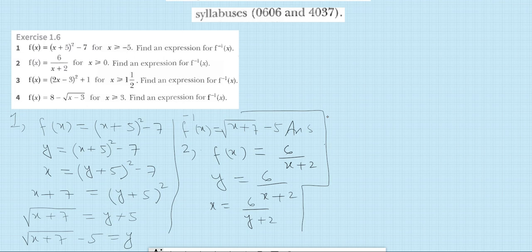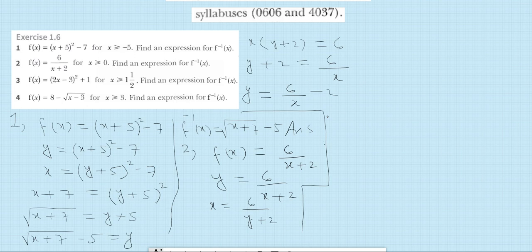So this y plus 2 is divided over here. This should multiply. Y plus 2 is equals to 6. This x is multiplied over here. This should divide. And this plus 2 should be minus 2 on the other side. 6 upon x minus 2.